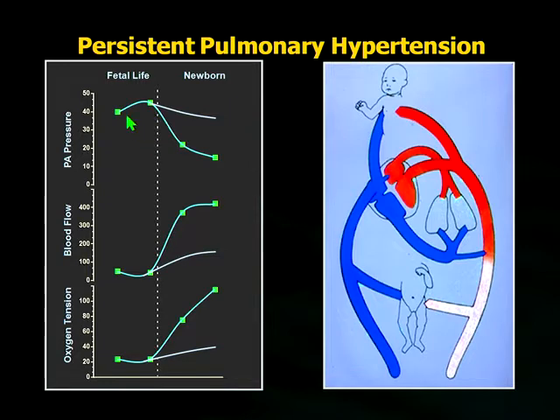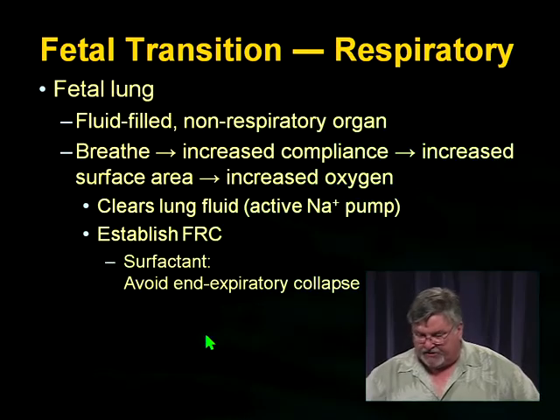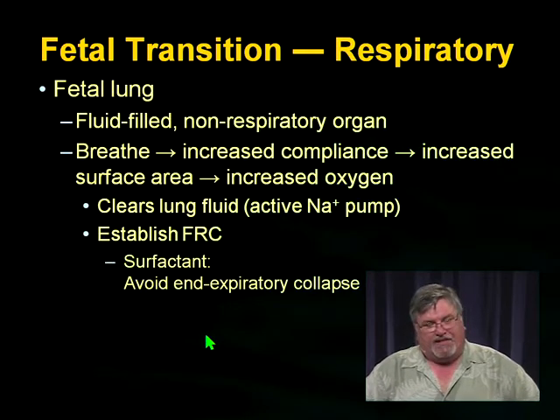So your PA pressures, instead of falling, stay high. Your blood flow stays low. And your oxygen tension doesn't do anything at all. Also stays low. So you continue to use your fetal shunts, and you don't oxygenate or perfuse your lungs. So that's the bad transition in fetal circulation.